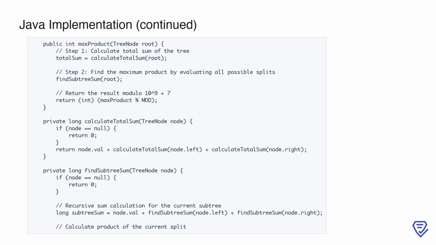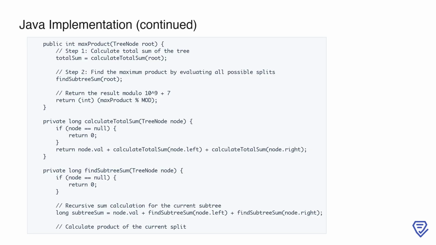The main method, maxProduct, is where the solution logic begins. In the first step, we calculate the total sum of the tree by calling the helper method calculateTotalSum and passing the root node. This method will recursively traverse the tree and sum up all the node values. Once we have the total sum, the second step involves finding the maximum product by evaluating all possible ways to split the tree. This is done using the findSubtreeSum helper method, which we'll explore shortly. Finally, after determining the maximum product, we return the result modulo 10 to the power of 9 plus 7 to ensure the output adheres to the constraints.